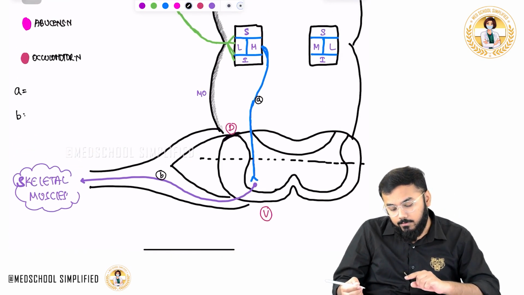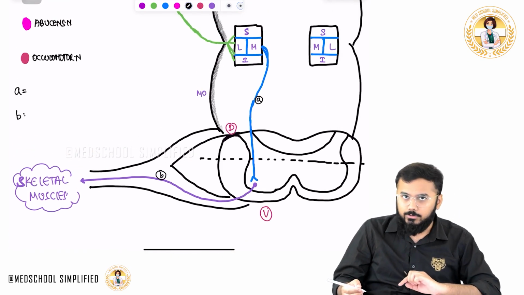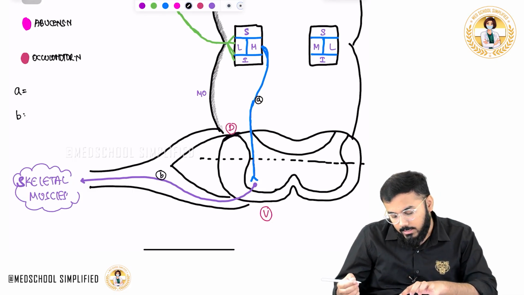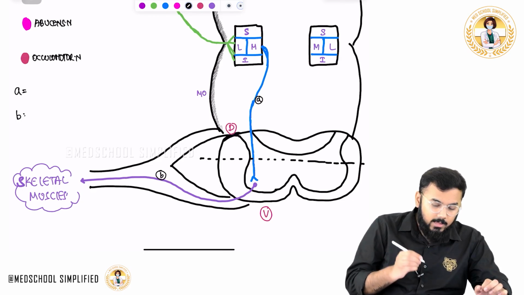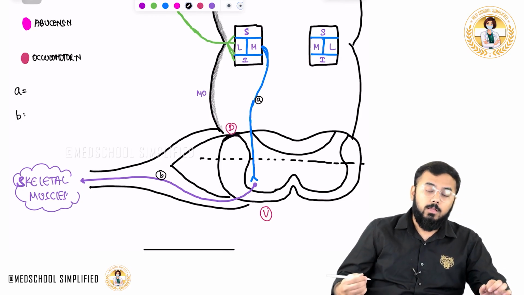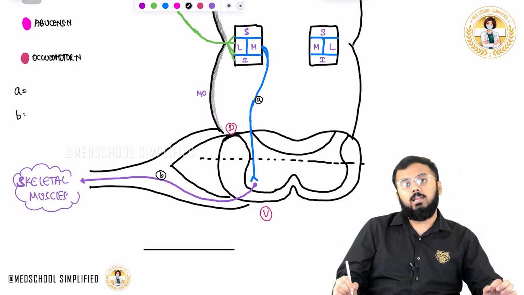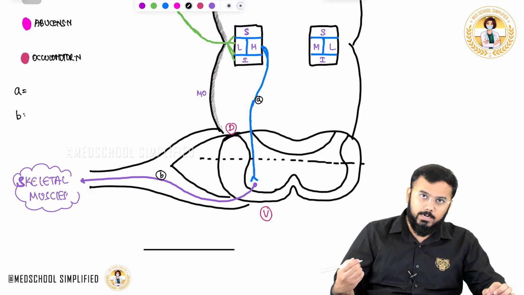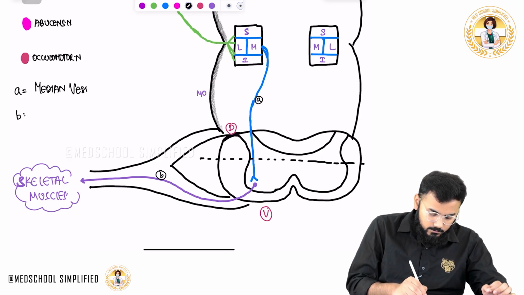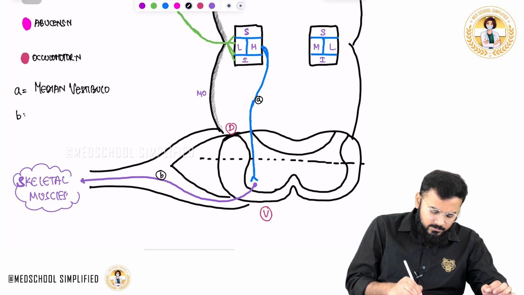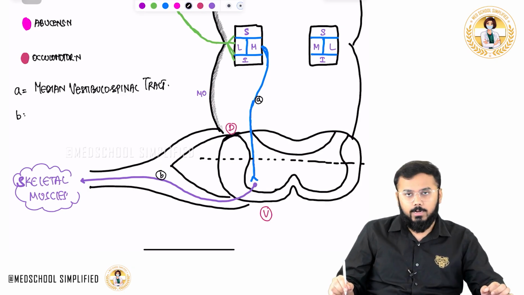A goes all the way from the vestibule to the spinal cord. Yes or no? From the vestibular complex, this line is coming till the spinal cord. So that is why it is called the vestibulospinal tract. But within the vestibule, exactly from which nucleus is it coming? Medial nucleus. So, medial vestibulospinal tract.